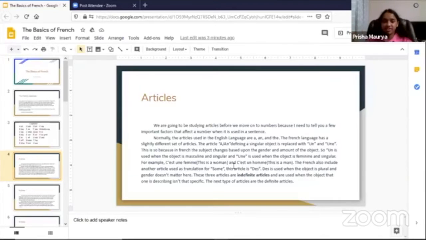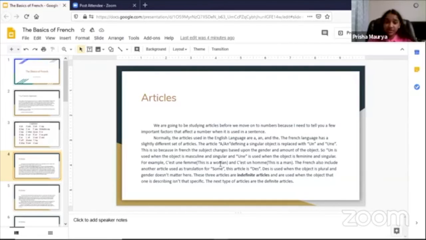So how do you tell if it's plural or not? It's usually plural when it has an s after it, like in English. That's what you usually have to keep in mind. We're going to talk a lot more about it later. And une is used when the object is feminine and singular, like a woman. The literal translation of this is listed on the side. Femme means woman, and une is being used over here because we're not defining the woman, and the word woman is feminine and singular.